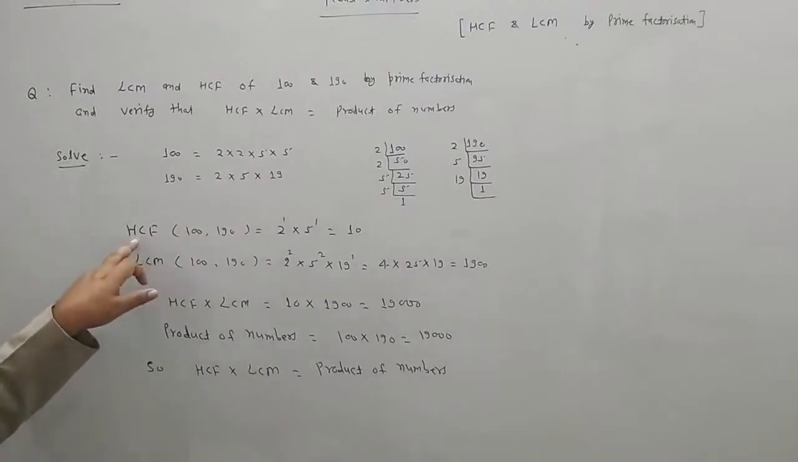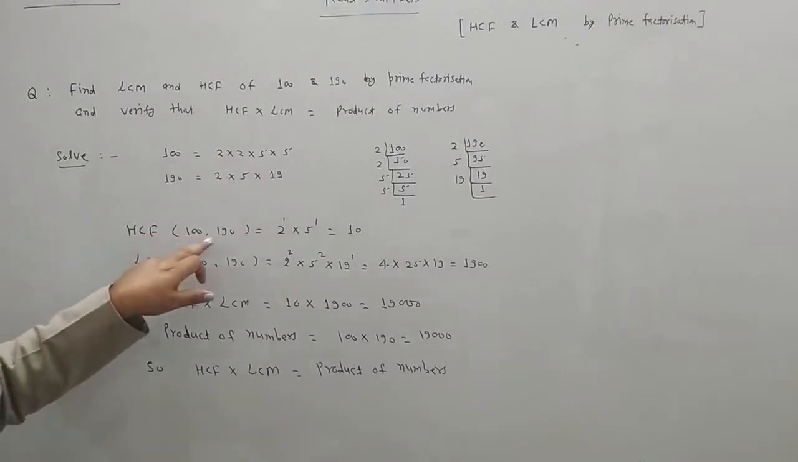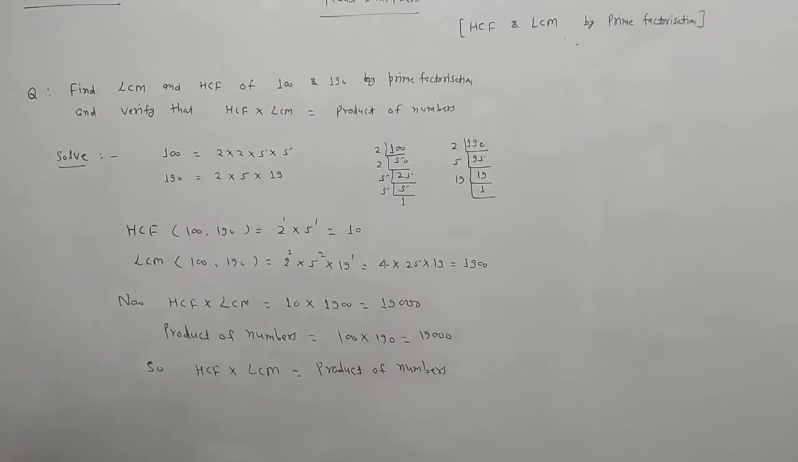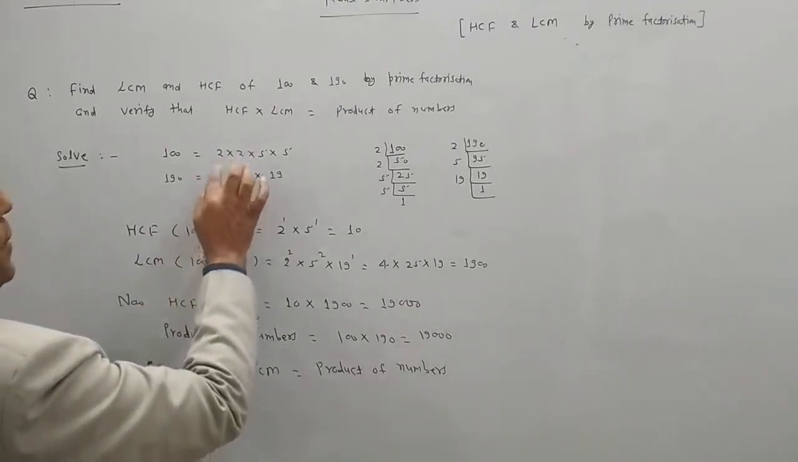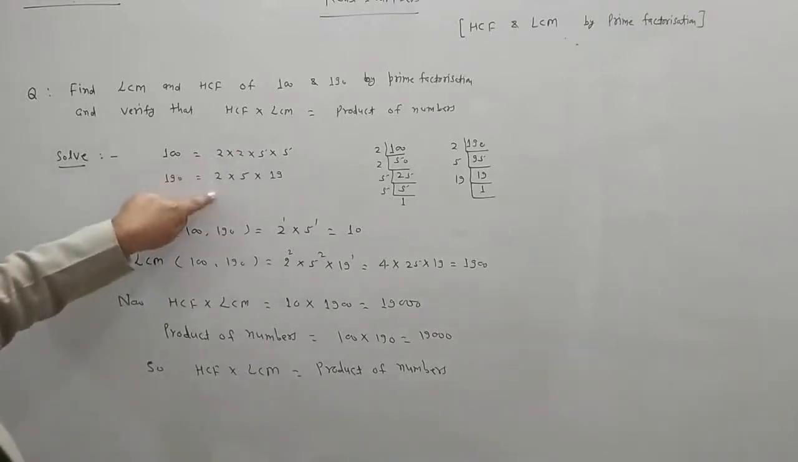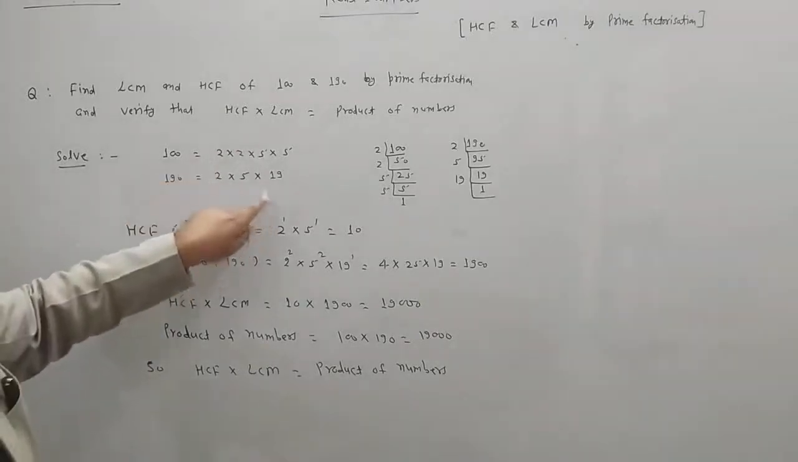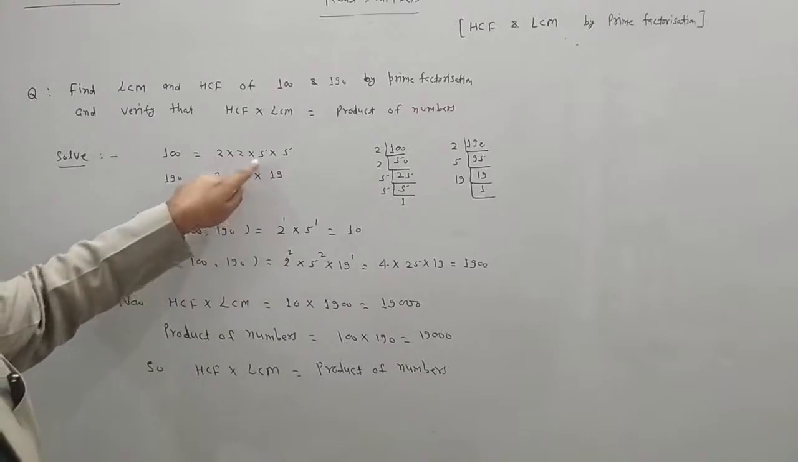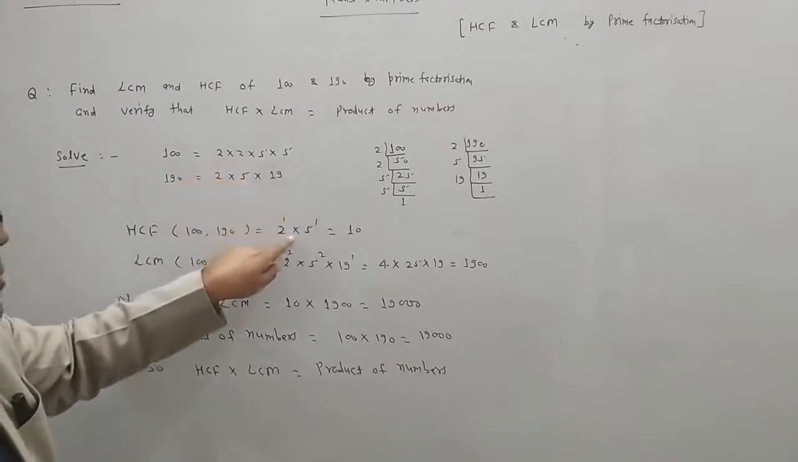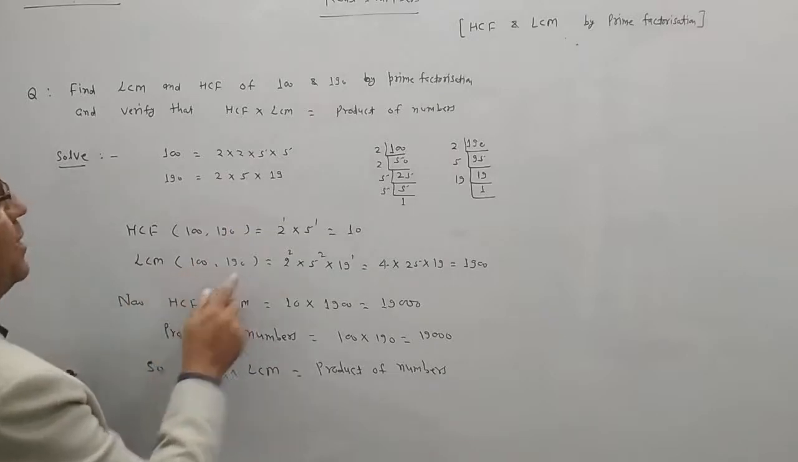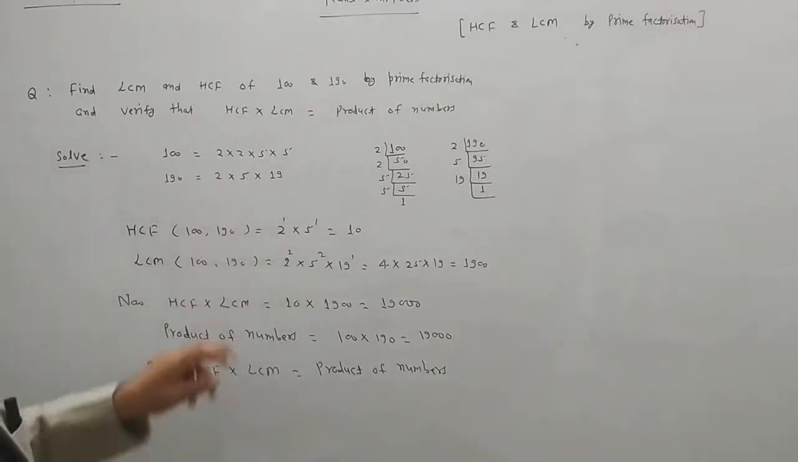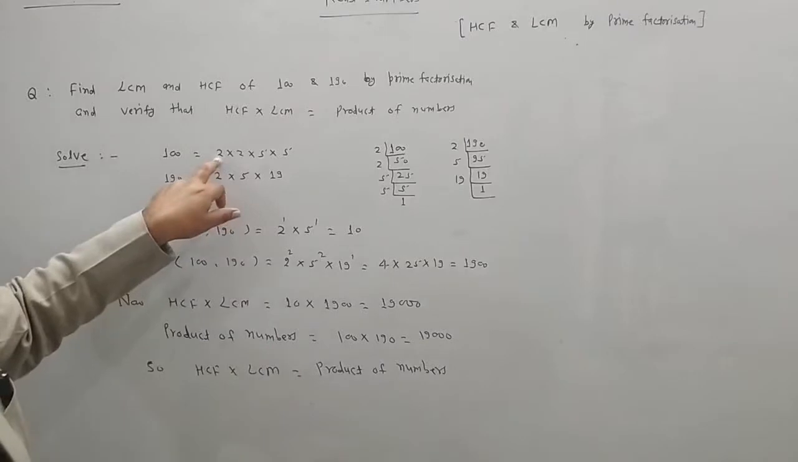Now we come to HCF. HCF of 100 and 190 can be written as the minimum or lowest power of the common prime factors. So 2 is a common factor and the lowest power is 1. Similarly, 5 is a common factor and the least power is 1, so HCF becomes 10. And now LCM of 100 and 190, we take the highest power of each prime factor. So the first prime factor is 2.